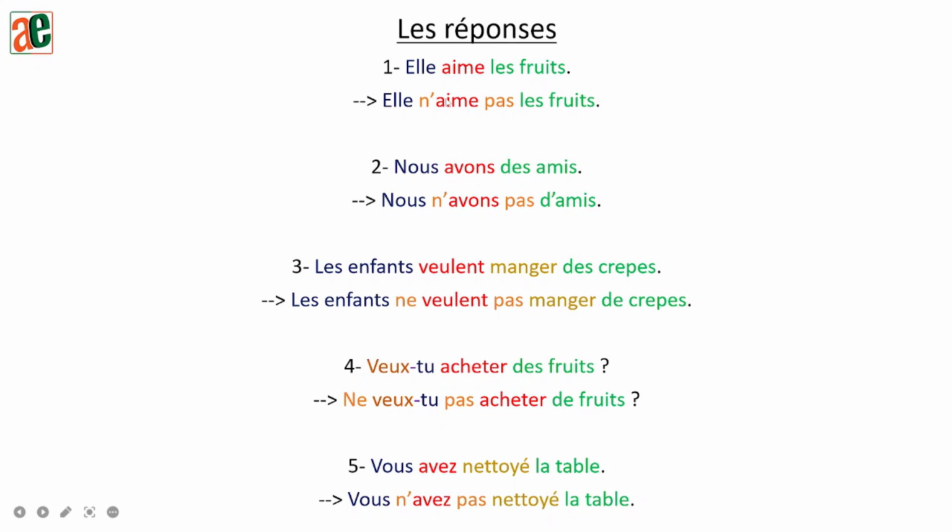Okay? So, here are the answers of the exercise. Elle aime les fruits, elle n'aime pas les fruits. Nous avons des amis, nous n'avons pas d'amis. Les enfants veulent manger des crêpes, les enfants ne veulent pas manger de crêpes. Veux-tu acheter des fruits? Ne veux-tu pas acheter de fruits? Vous avez nettoyé la table, vous n'avez pas nettoyé la table.